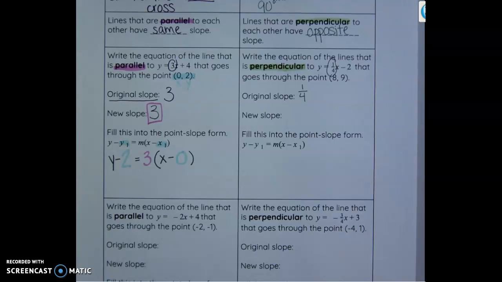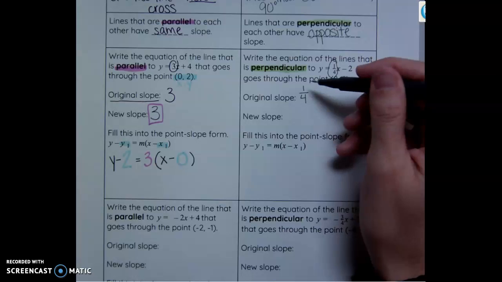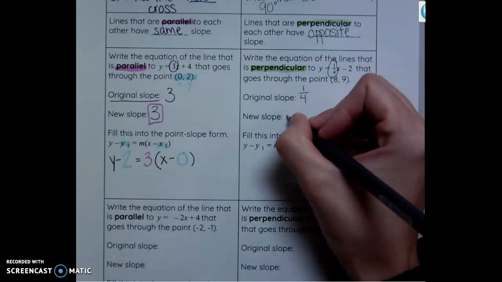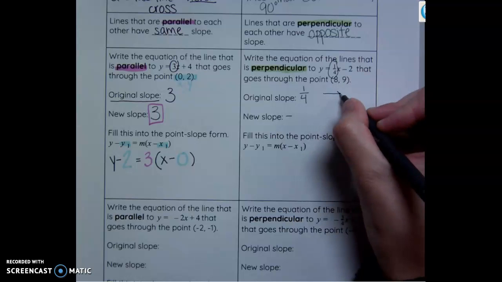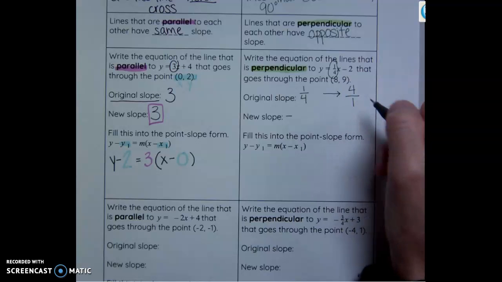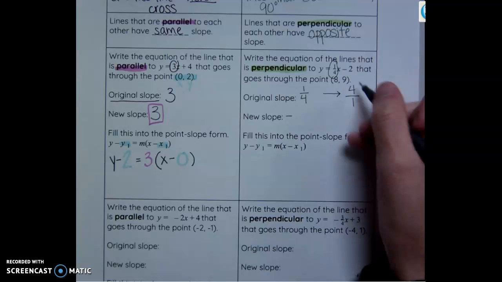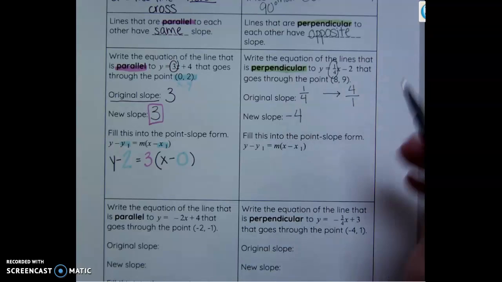Alright, so perpendicular lines have opposite slope. So this is a positive 1/4. Our new slope is going to be negative. We're also going to flip this upside down. So 1 over 4 becomes 4 over 1. Anything over 1 is that number. So our new slope is negative 4.